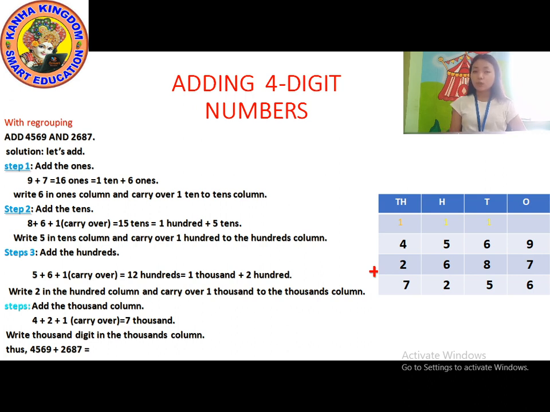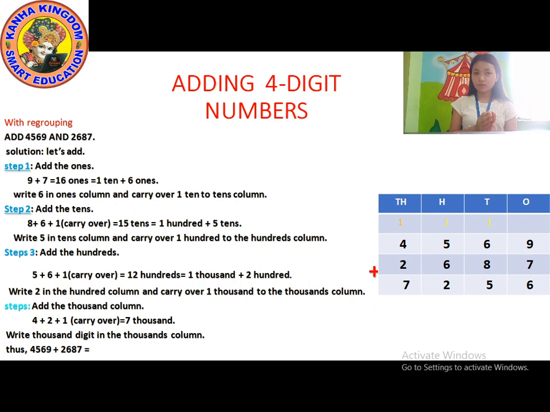That means the carry over 1 ten, we have to add here in step 2, because we are adding the tens. That means we carried over 1 to the tens column, so 1 is also present in the tens column. So while adding the tens, we have to add this 1 also. So 6 plus 8 plus 1.